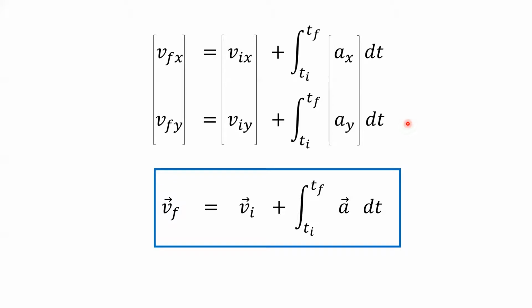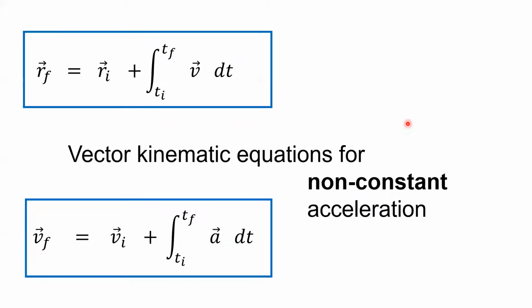Let's put those two results together. And this is how you would proceed with non-constant acceleration problems where you're looking at motion in a plane. You would have to integrate the acceleration vector to get the change in velocity vector. You would then have to integrate the velocity vector to get the change in position. Same prescription from the one-dimensional case, but now it's a vector. Let's do a problem where we have to use this.